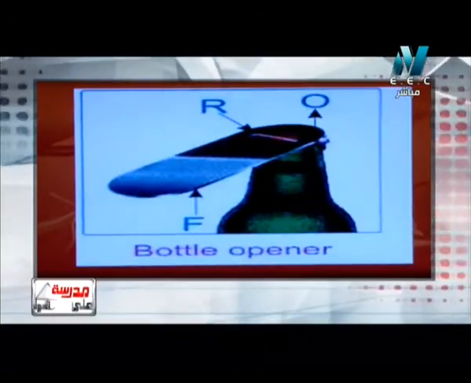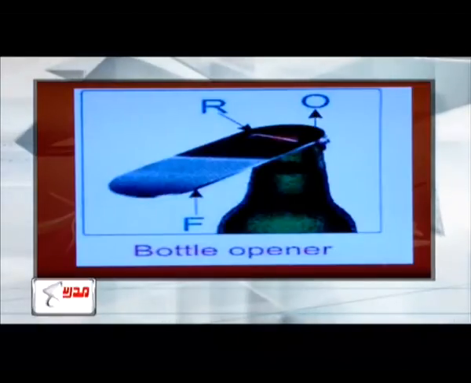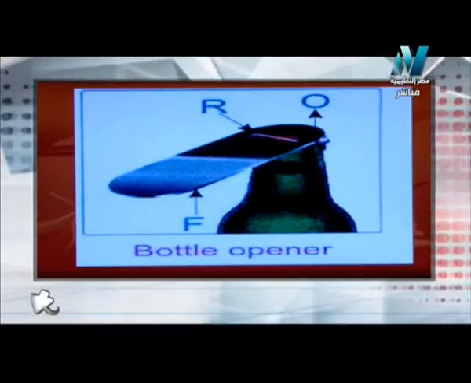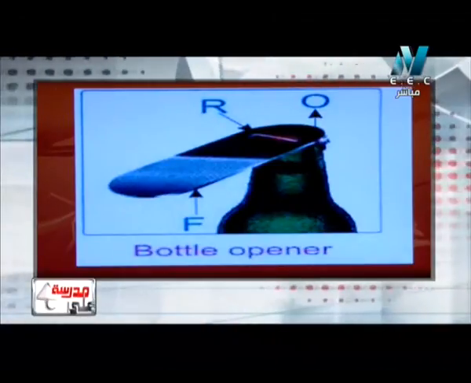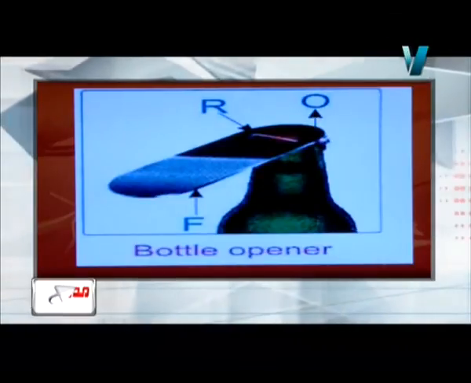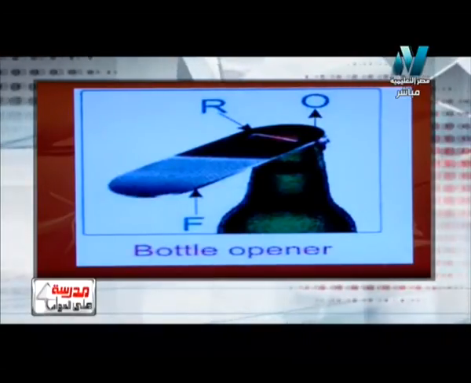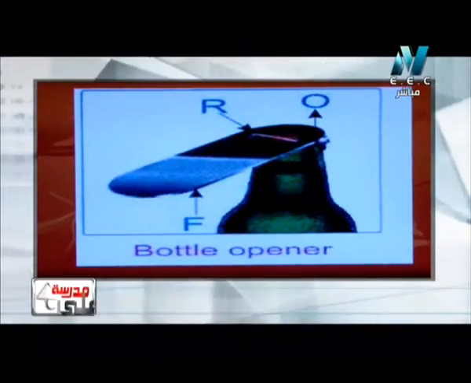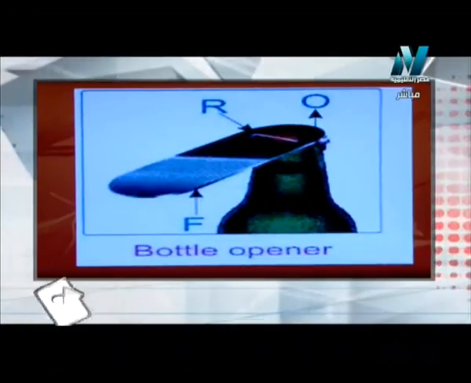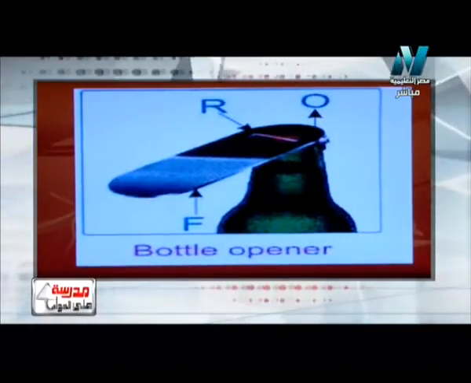So now we have a practice for the bottle opener, أو فتاحة الزجاجات. Here I have resistance R between effort force F and O. So surely it will be the second class lever. Here in the bottle opener, the second class lever. Why? Or give reason. Because it contains the resistance between fulcrum and effort force. Again, resistance is between fulcrum and effort force, so surely the bottle opener is a second class lever.